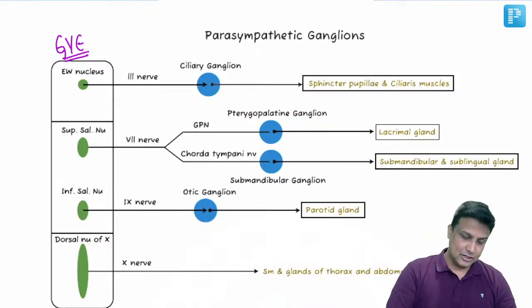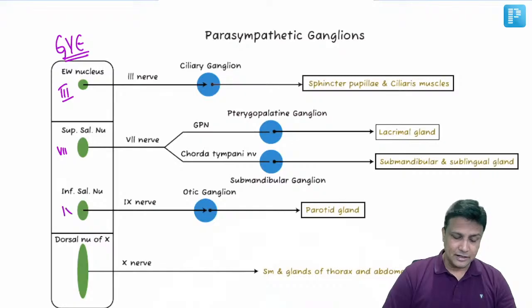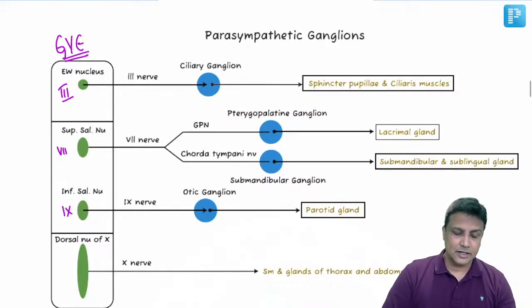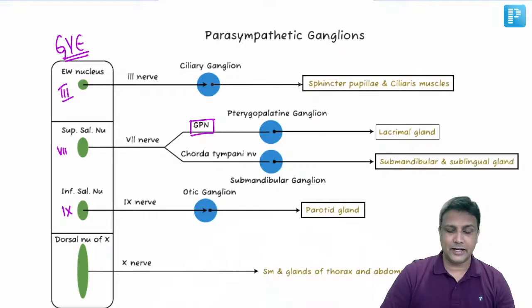Seventh nerve, actually this is the nucleus. Superior salivatory nucleus belongs to the seventh nerve here. This is belonging to the third one, right? And inferior salivatory nucleus belongs to the ninth nerve there. The seventh nerve will be giving a branch, greater petrosal nerve, that will be ending in the pterygopalatine ganglion, supplying to the lacrimal gland here. And then one more branch given by the seventh nerve will be the chorda tympani nerve.